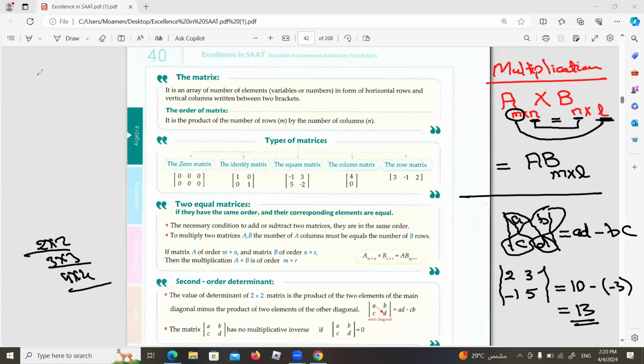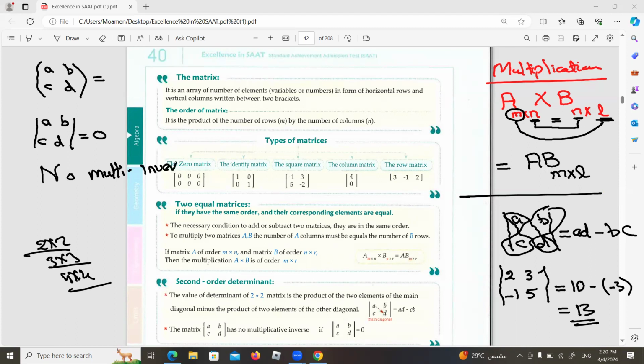The matrix multiplicative inverse. If I give you a matrix like this, A, B, C, D, and I ask you to get the multiplicative inverse, you must check. To get the multiplicative inverse, we must check by getting the value of the determinant. If the value of the determinant of the matrix is equal to 0, there is no multiplicative inverse.